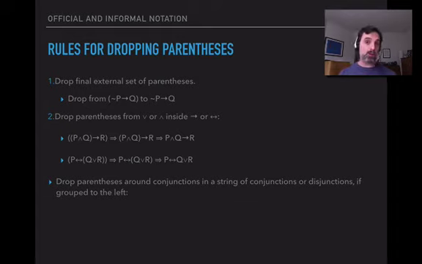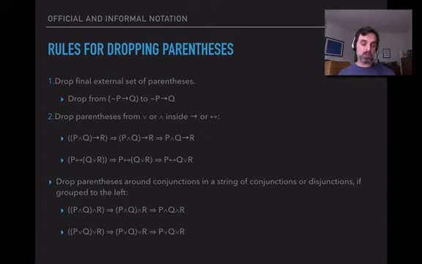The last rule says if you have a string of conjunctions or a string of disjunctions, and they're grouped to the left, then you can drop the leftmost parentheses. So here's an example. We have parenthesis, parenthesis, P and Q, parenthesis, and R, parenthesis. So first we drop the external set again, but we still have the parentheses around the P and Q on the left. So this rule says you can drop those. And you can do the same thing if they're all disjunctions. If the parentheses were elsewhere, or if it was mixing conjunctions and disjunctions, then you couldn't drop the parentheses here.